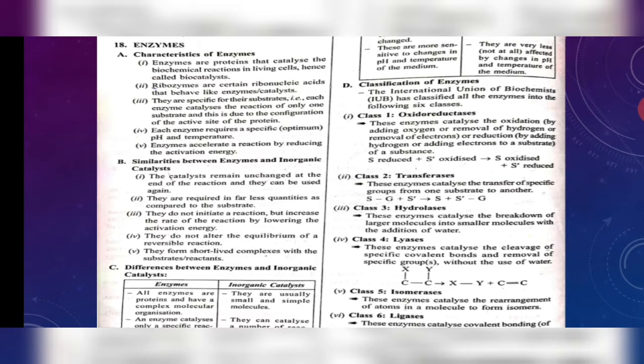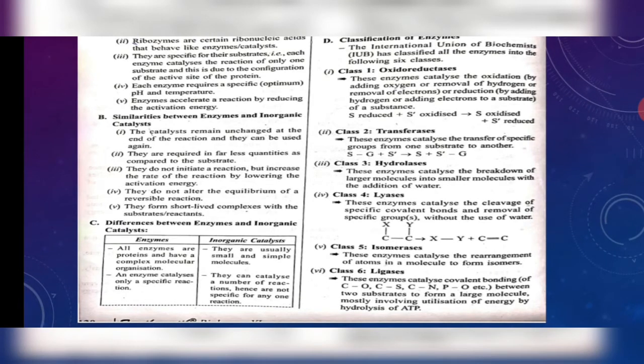Now let us discuss what are the similarities between the enzymes and the inorganic catalysts that we have learned so far. The catalysts remain unchanged at the end of the reaction. So enzymes remain unchanged and inorganic catalysts also remain unchanged. They are required in a far lesser quantity as compared to the substrate. They make the rate of reaction faster by decreasing the threshold, the activation energy. They do not alter the equilibrium of a reversible reaction. If the reaction is reversible, it does not mean that reactant will keep forming product as long as the enzyme is present. If the energy is enough for the product to be converted back into reactant, then that will happen. They form very short-lived complexes with the substrate which are known as enzyme substrate complexes.